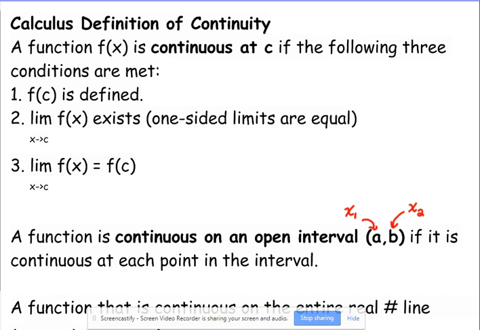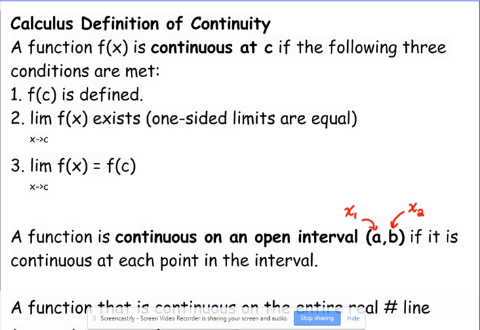Okay, so the three reasons are: f of c is defined. That means it has a value. So, for example, f of 2 equals 4. That means c is 2, it equals 4. Since it equals a number, it is defined. It exists, okay?